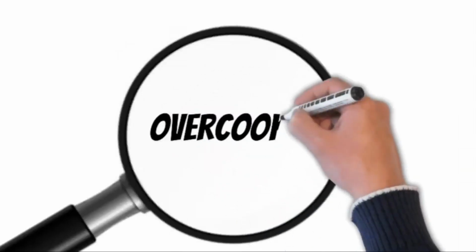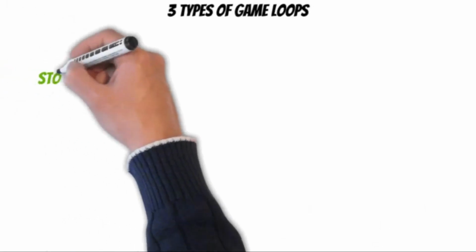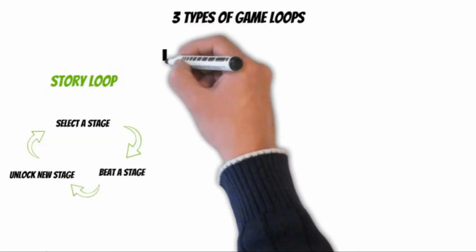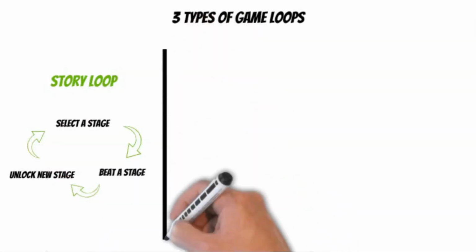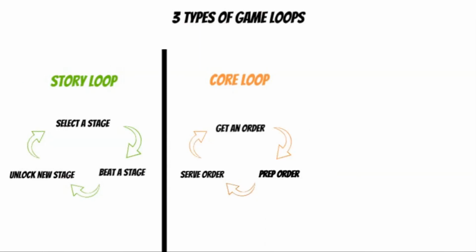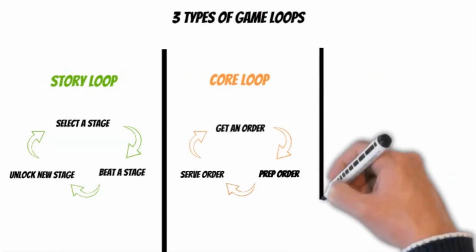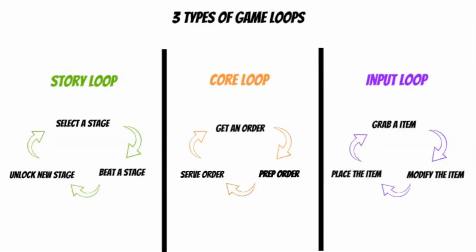To analyze Overcooked, we're going to categorize 3 types of game loops. We're going to start with the large loop, which we're going to call the story loop, followed by a mid-sized loop, which we're going to call the core loop. And we're going to finish with a small loop, which we're going to call the input loop.